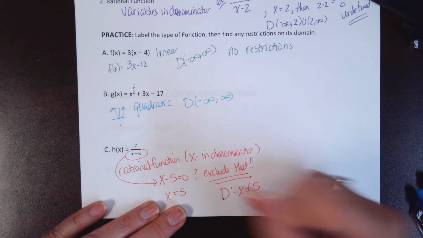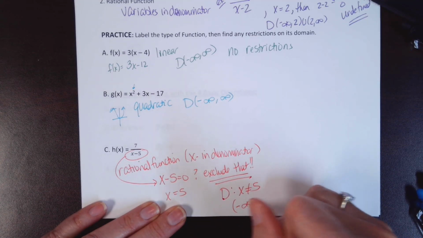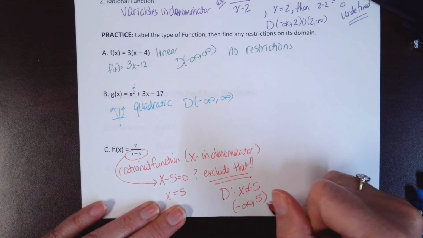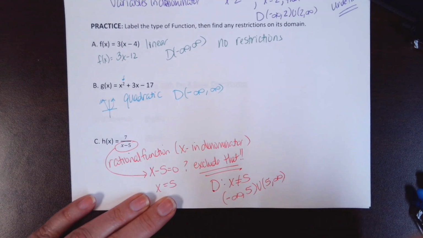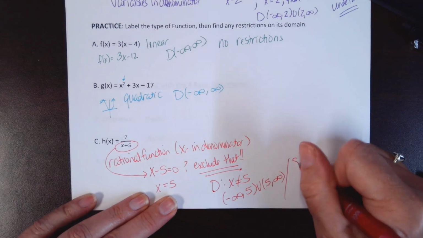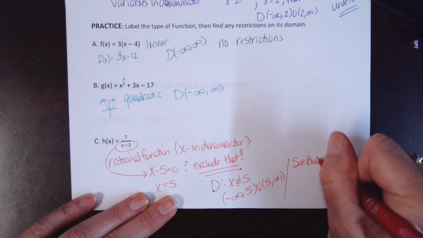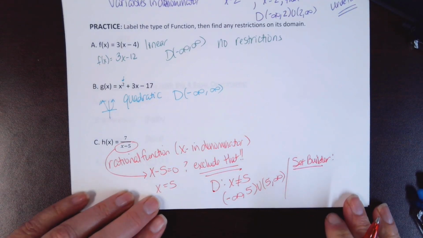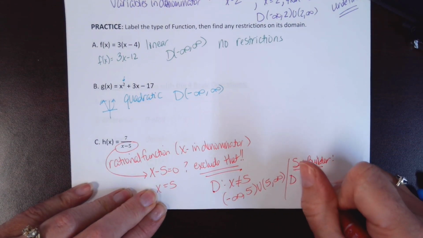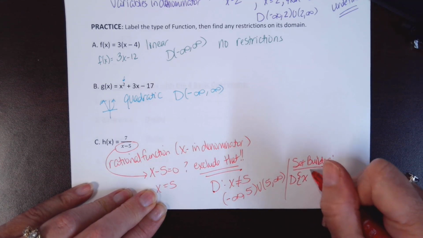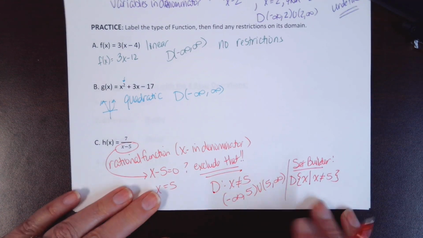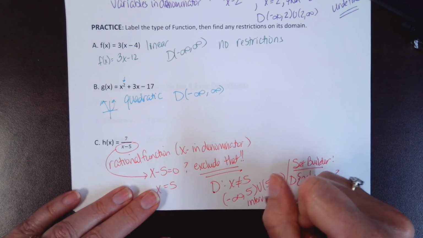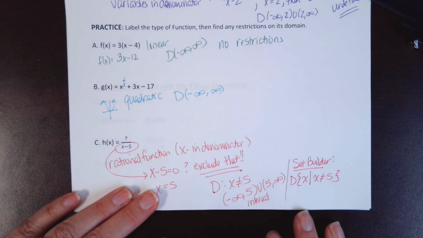X can't be 5. In terms of intervals, negative infinity to 5 or 5 to positive infinity. Later on, we're going to do what we call set builder notation. I'll give you an introduction to it right now, but you don't need to stress about it. My domain, fancy braces, all values x such that x is not 5. That's set builder notation. This is interval notation.